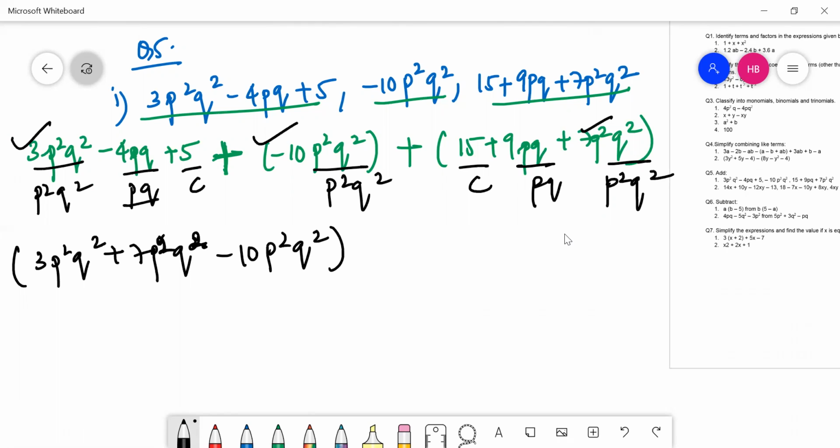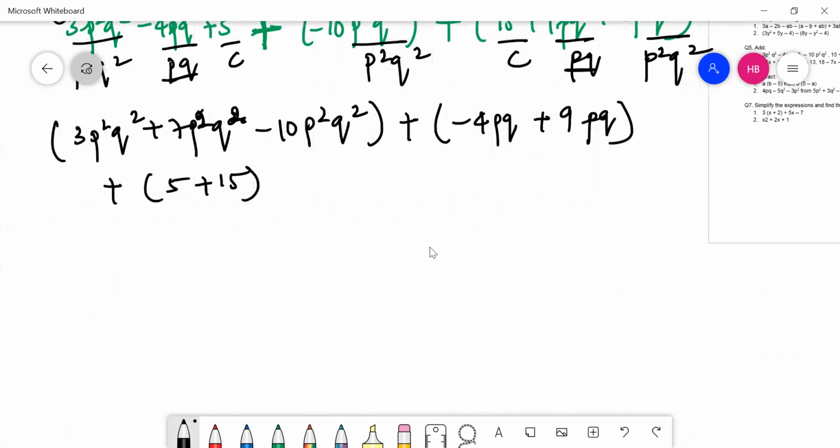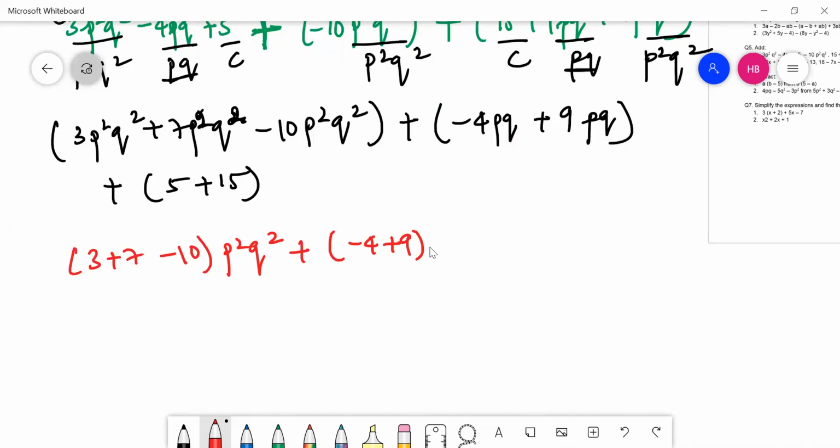Now another variable is pq. So I have to group these terms together. It would be minus 4pq plus 9pq. And now I have to group the constant terms together. That is 5 plus 15. Okay. Now my next step will be to take the coefficients in the brackets. It would be 3 plus 7 minus 10 p square q square, plus minus 4 plus 9 pq plus 5 plus 15, which directly I'll write as 20 here.